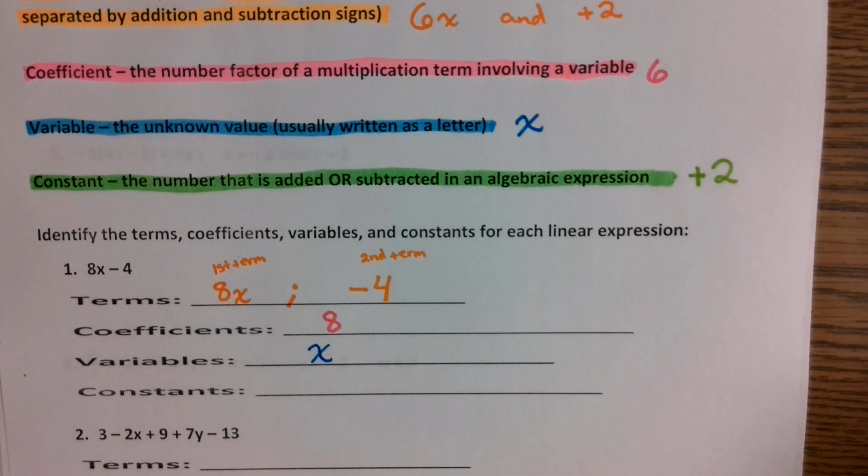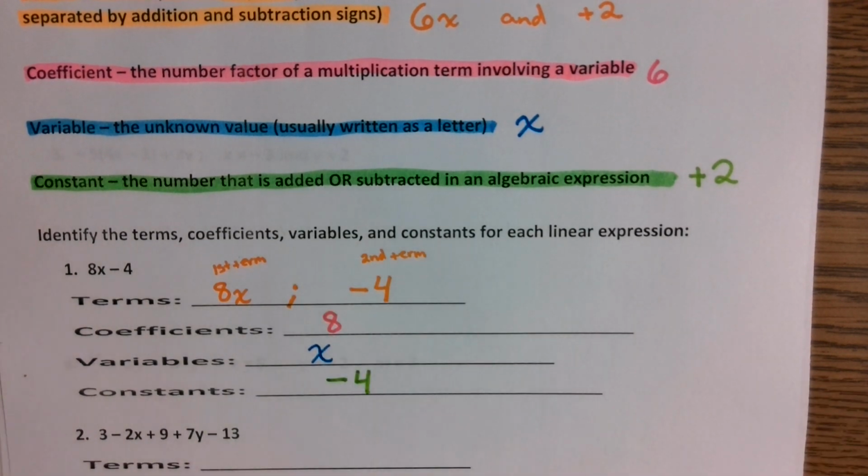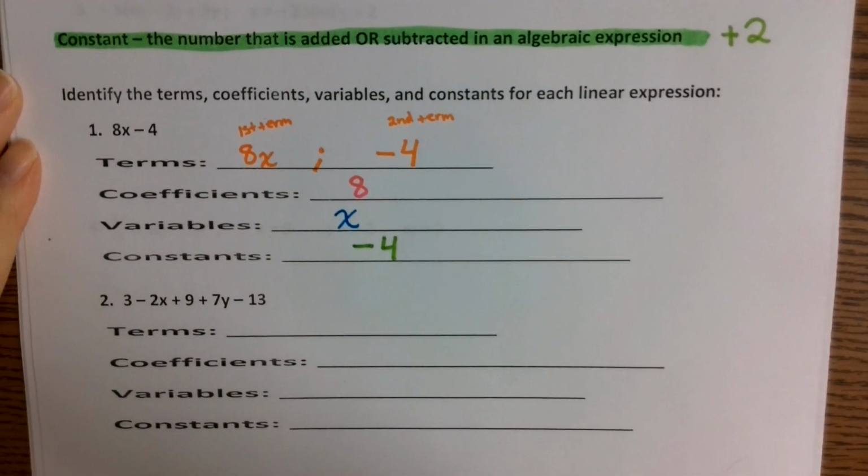Okay, and then our constant. What's our constant, Marshall? Negative 4. Very good. Okay, so negative 4 or minus 4, that is the only number that is completely separated. It has no attachment to the variable. It's its own value. Okay? All right, let's go ahead and try it again for problem number 2.